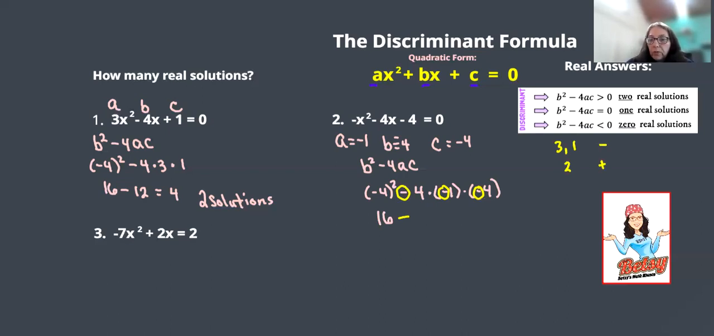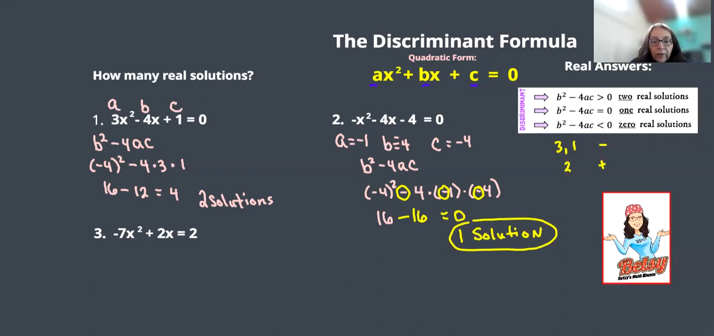4 times 1 times 4. Well, 4 times 1 is 4, times 4 is 16. And 16 minus 16 is 0, which tells you there's one solution. And you know what that means? It's going to sit on the axis at one number. That's what it tells you. There's one solution. It's not going to cross it. It's going to sit on it.